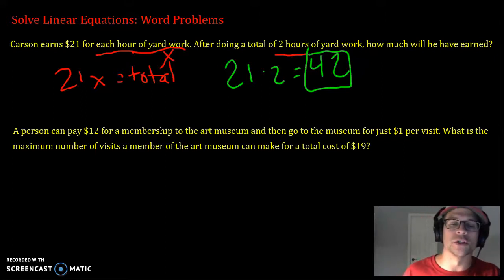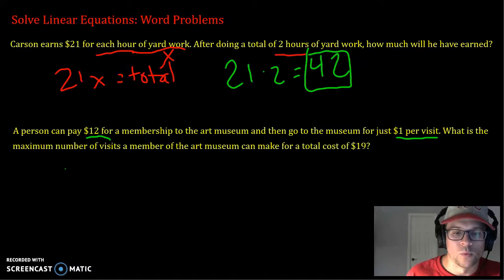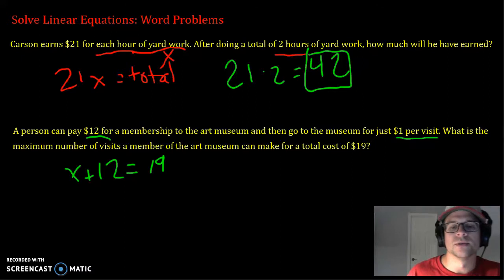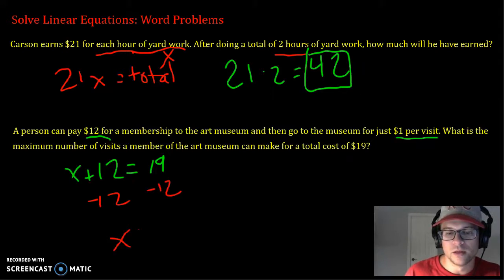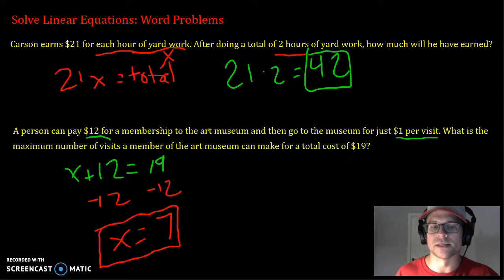So $12 for a total membership, that's going to be kind of your constant that gets added at the end. And then your $1 per visit is going to be that variable. So $1 per visit is your x plus your constant of 12. And you want to see what the maximum number is before you reach $19. So after the $12 membership, when you subtract that on both sides, it's going to take 7 trips to reach a total cost of $19.